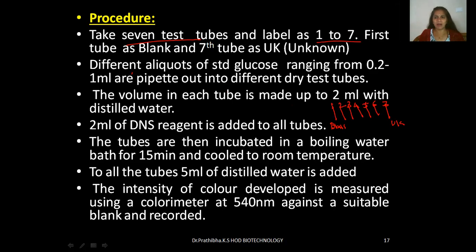To all the 7 test tubes, we are going to add different aliquots of standard glucose, ranging from 0.2 to 1 ml, pipetted out into different dry test tubes. For a biochemistry experiment, you must take compulsory dry test tubes; wet test tubes you must reject. If attenders keep wet ones on your table, you need to tell them you need dry test tubes.